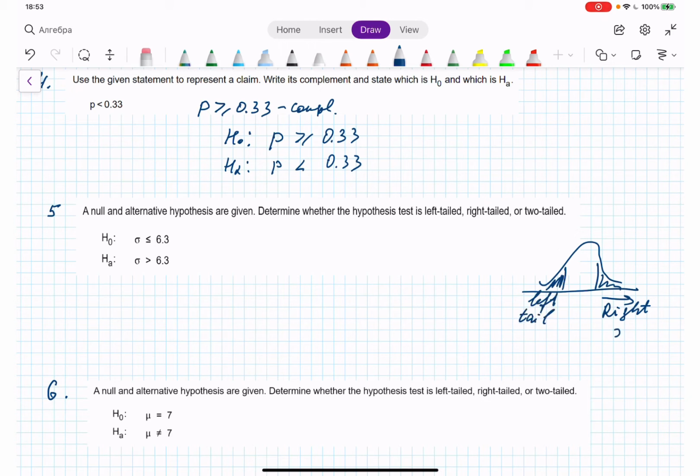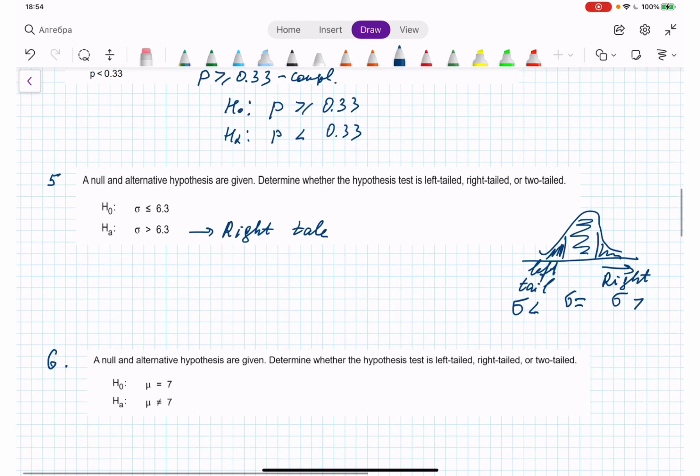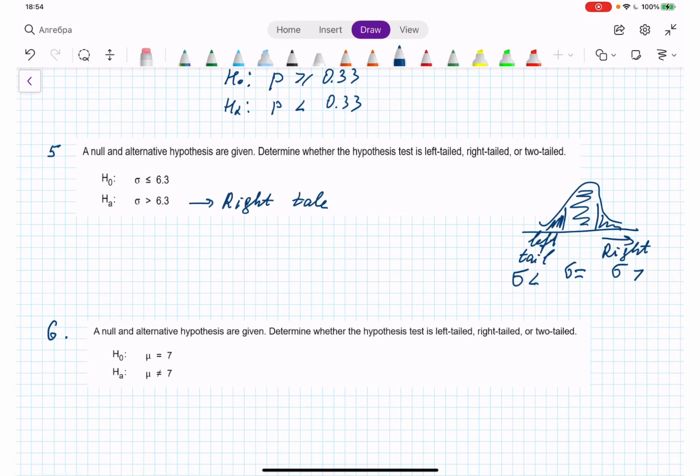So let's say sigma greater than is the right one, and sigma less than is going to be the left one. And for two tails, it's limited by two sides, it's going to be sigma equal. So we have sigma greater, which means we are going to have a right tail. One more time, to identify which tail the test is, you look at the alternative hypothesis. If it's greater, then right tail. Less than, then it's left tail. Not equal, then two tails.